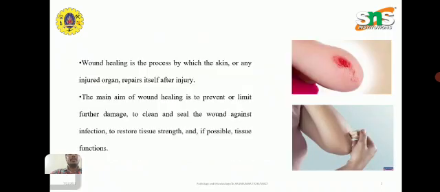So wound healing is a process by which the skin or any injured organ repairs itself after injury. The main aims of wound healing are to prevent or limit further damage, to clean and seal the wound against infection, and to restore tissue strength and, if possible, tissue function.